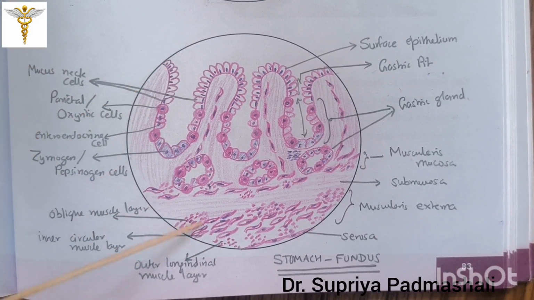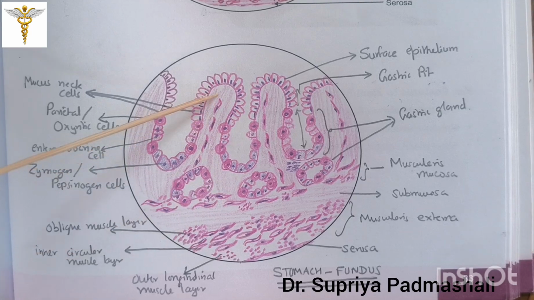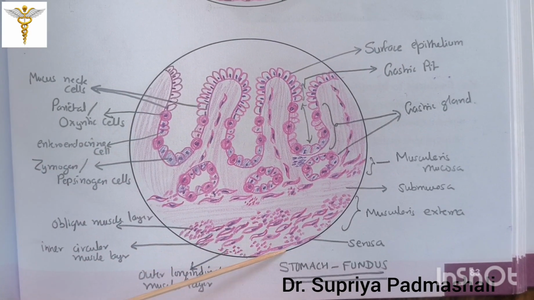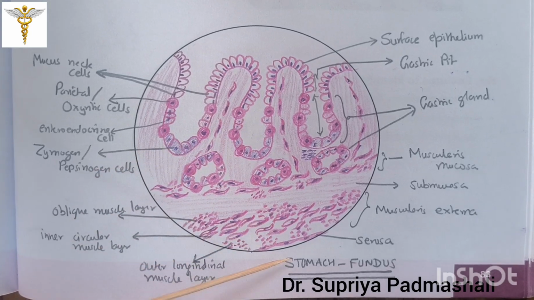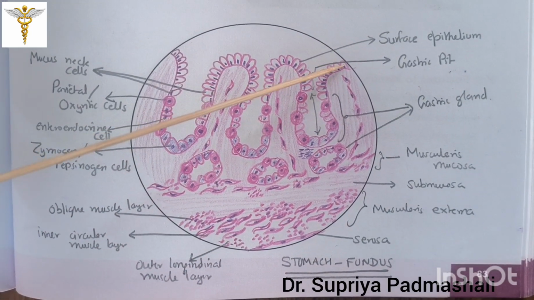So here you are seeing the slide of the stomach fundus. Again, in the stomach fundus you have mucosa, then you have submucosa, the muscularis externa and serosa. So this is a general plan of any GIT slide. So coming to the fundus slide, what is the lining epithelium of the stomach?